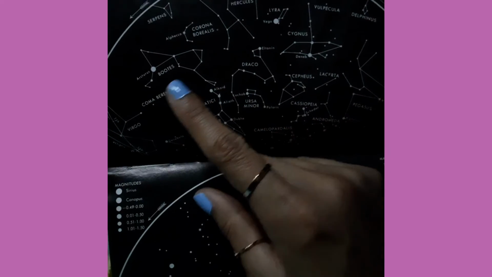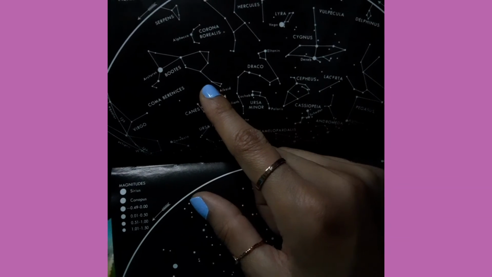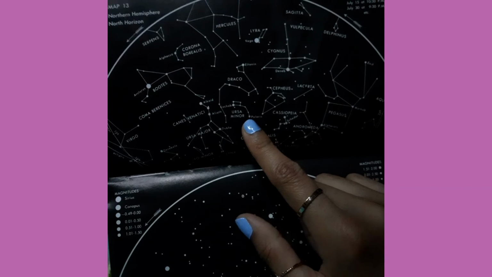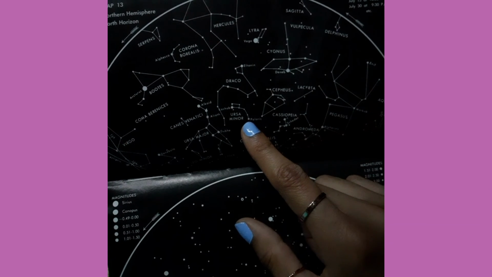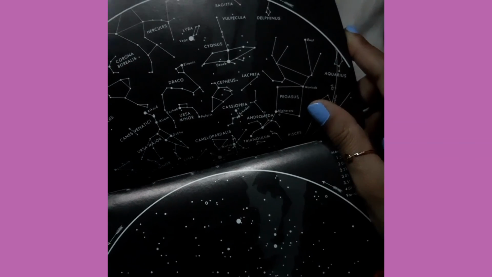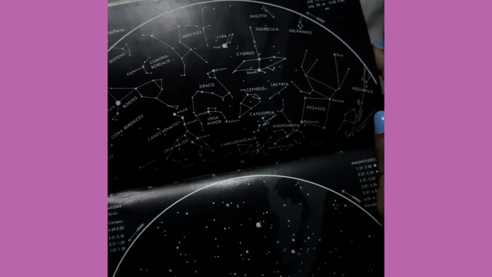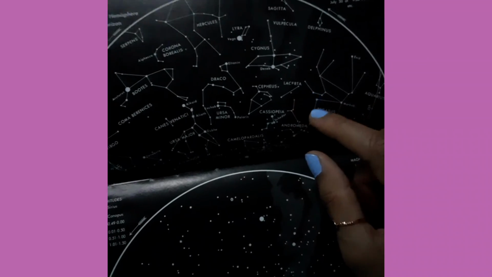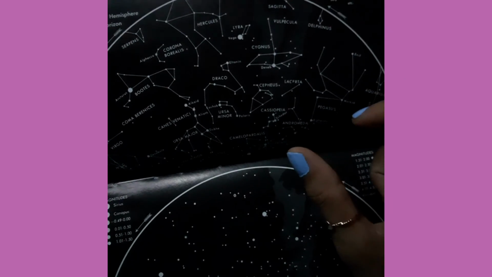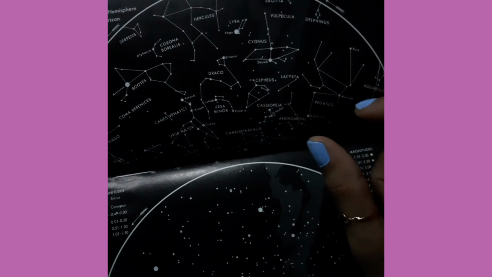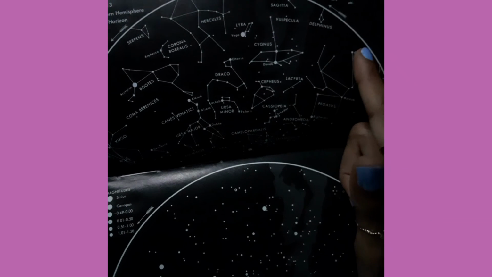I know Orion. I know the constellation of Orion. I think Orion's belt is actually an asterism as well. People know the little 3 stars that you see in the sky. They're pretty bright, but they're actually part of the constellation of Orion.